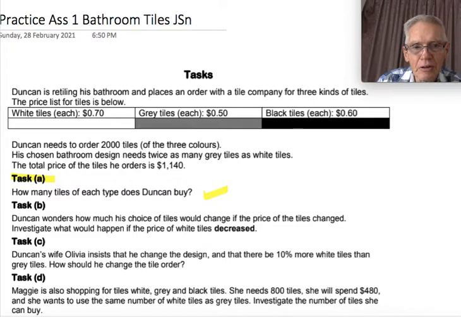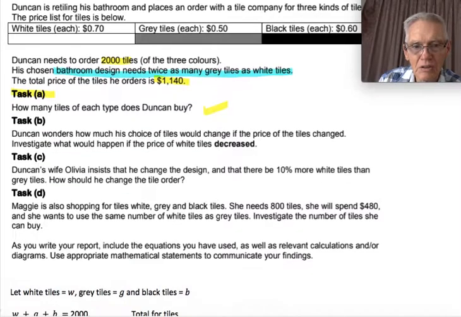So what we're looking for is we're going to do totals. Hopefully you've looked at the video before and you've done these for the equations. Those are the two totals, and then we have a balance equation. So this one that I'm going to highlight here, the bathroom design needs twice as many grey tiles as white tiles. That's your balance equation. Got the price of the tiles. Should know how to do this by this stage.